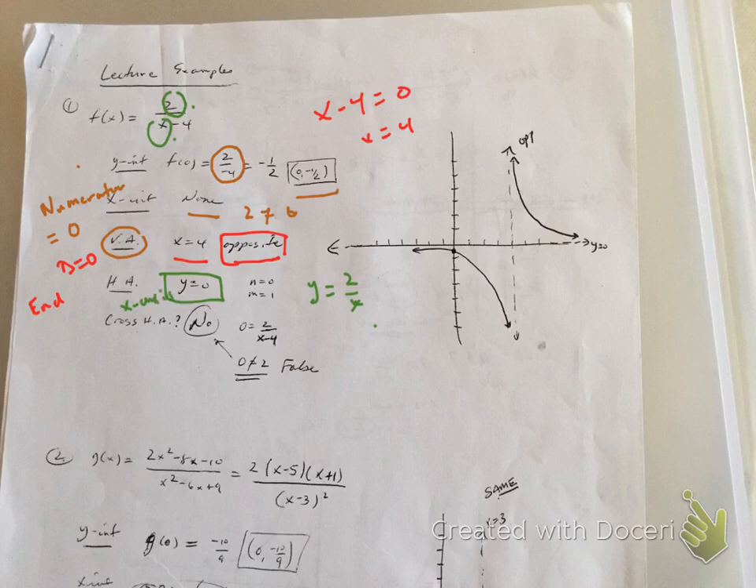So when I check to see, does it cross the horizontal asymptote, and that's something I forgot to talk about, I'll talk about it right now. Your graph will never cross a vertical asymptote.